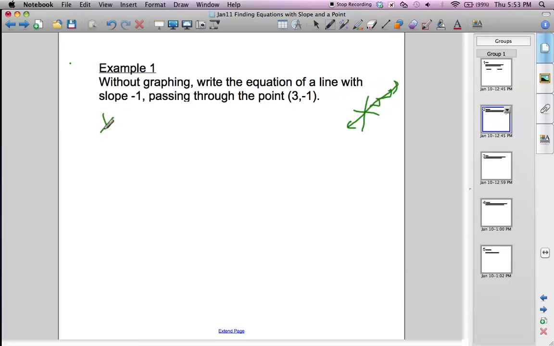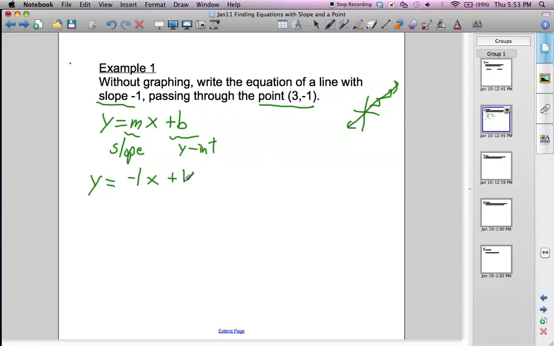Okay, so remember, our equation for the line is y = mx + b, where m is the slope and b is the y-intercept. So there's two things we need to find, the slope and the y-intercept. We're given in this problem a slope and a point. So we already have the slope, so I can write the equation as y = -1x + b. So I'm already halfway there.